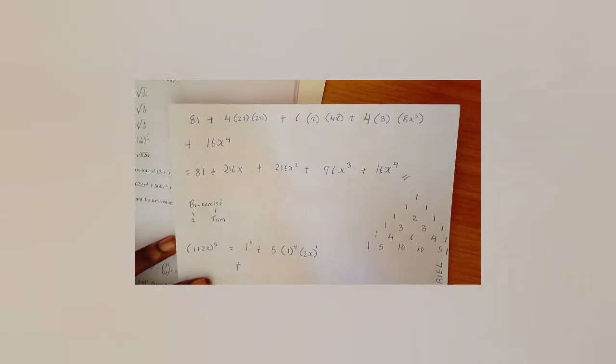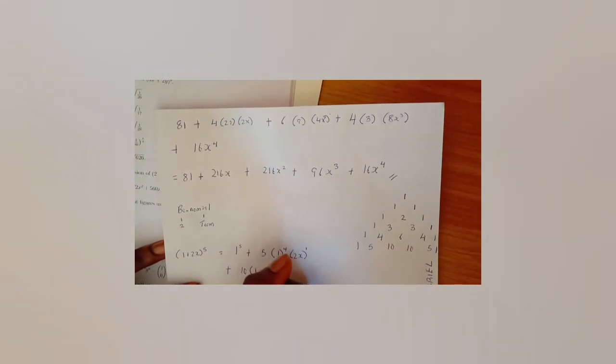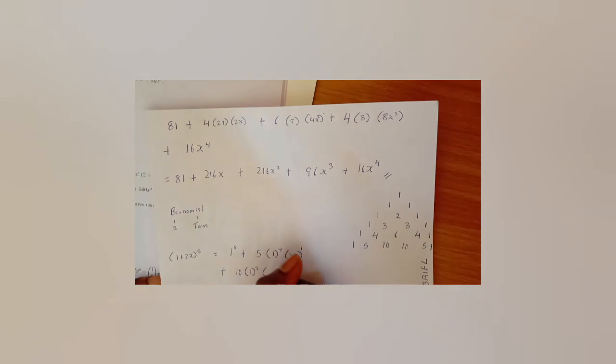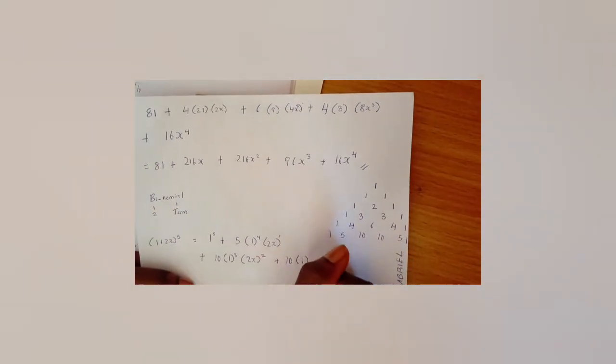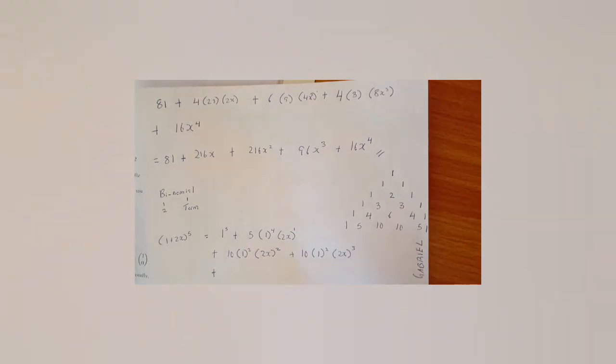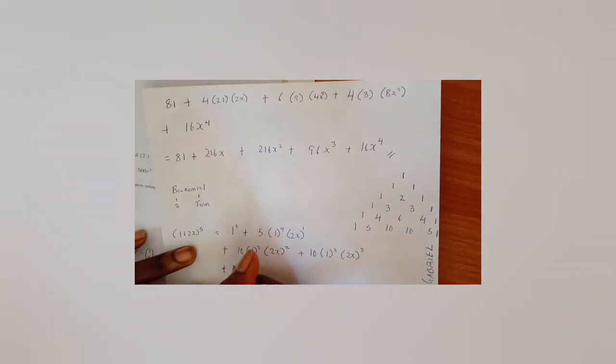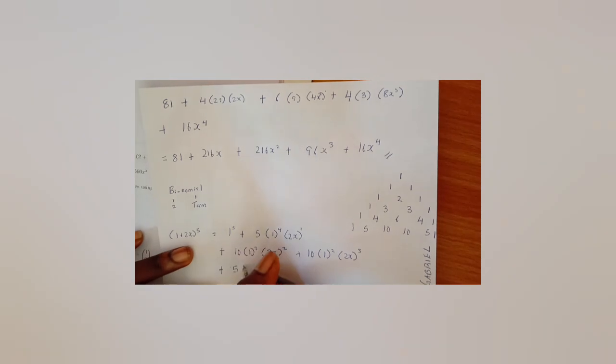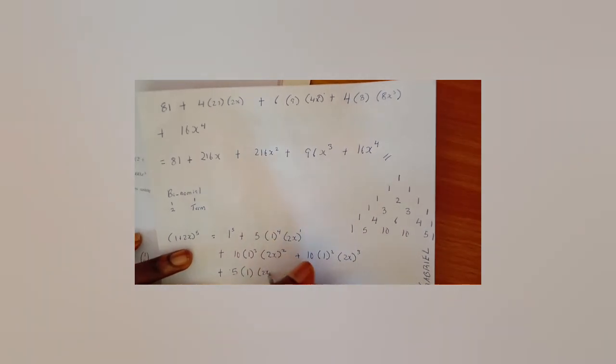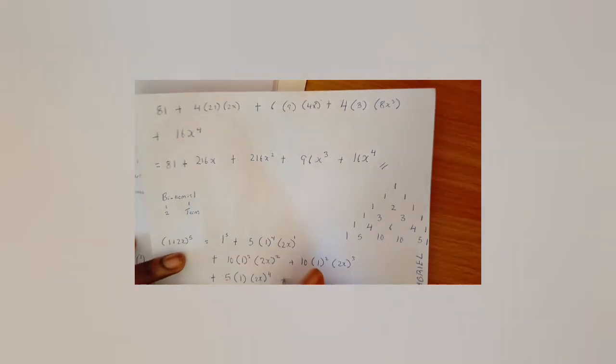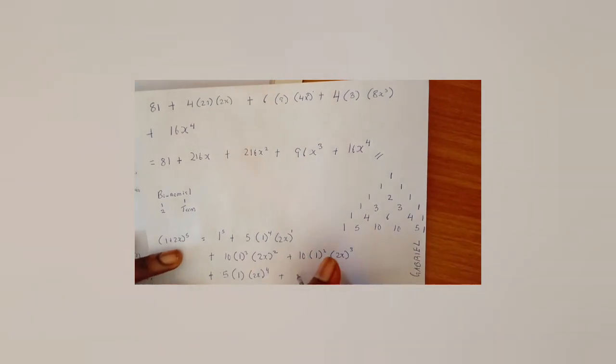Easy. And then, next is 10. 10, 1 raised to the power of 3, 1 is decreasing, let's not forget that, and 2x raised to the power of 2. Plus, then again, 10, 1 raised to the power of 2 and 2x raised to the power of 3, 2 is increasing. Plus 5, 1, 2x raised to the power of 4. And finally we have 1 multiplying 2x raised to the power of 5, or just practically 2x raised to the power of 5.